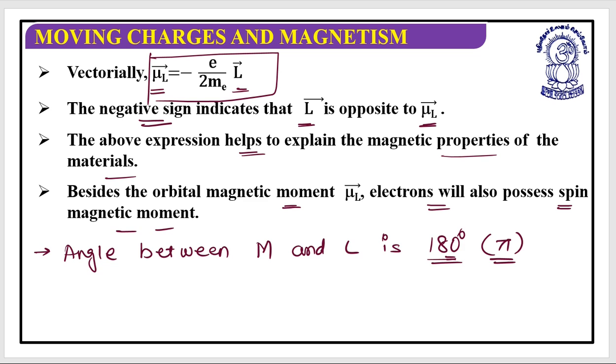Is it clear? What physics requires is M by L = q by 2m, the charge divided by 2m. Second thing, the angle between M and L is 180 degrees, π. Is it clear? Please note down all these points, and we will be moving towards the applications of this. Are you ready with this?